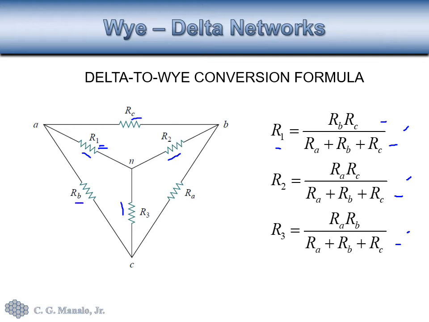Same for R sub 2. So the numerator in the formula is the product of the resistances adjacent to it. So this is the resistance R sub C and R sub A. And likewise for R sub 3, the adjacent resistances are R sub A, this one, and R sub B. So that goes in here.